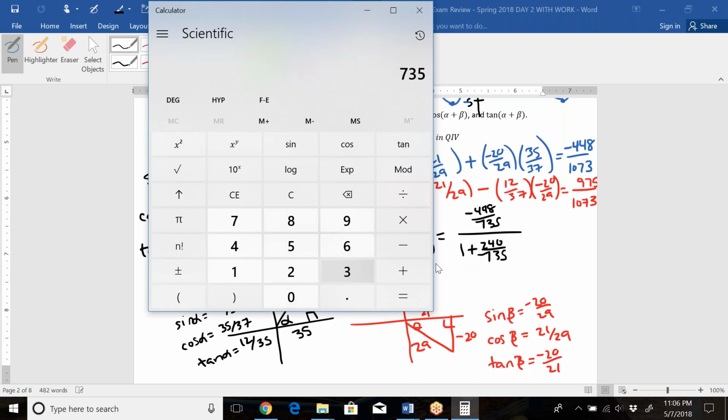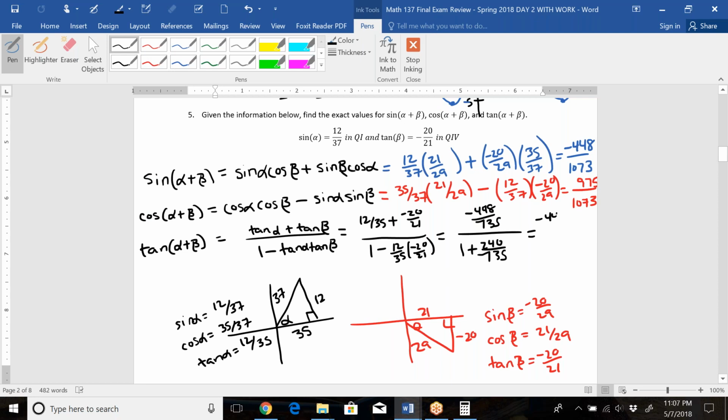So we get a 735 over 735 plus the 240, and that's going to give us our 975. So I get negative 448 over 735 over 975 over 735. So when you multiply by the reciprocal, you get the negative 448 over 975. Again, if you've done cosine and sine correctly, you don't actually have to find tangent using the formula. You can just do sine over cosine and you pretty much get the same answer.